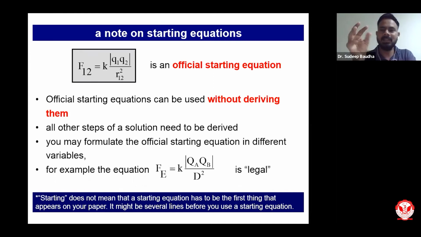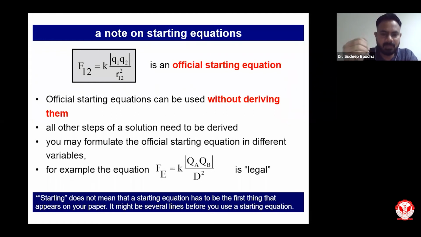So when I say it is an official starting equation, students or the researchers can directly start with this equation. We call it a fundamental starting equation, where proof is not required. Because Coulomb has already proved this, we never look for the proof, and this particular equation we can use directly as it is. So an official starting equation can be used without deriving it, as I have already said. All other steps of a solution need to be derived.